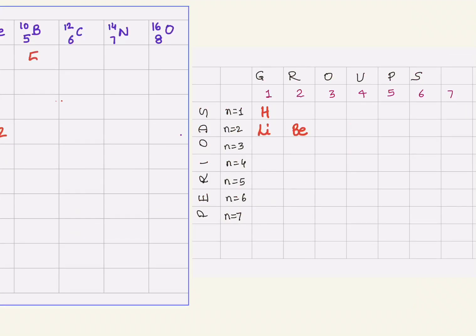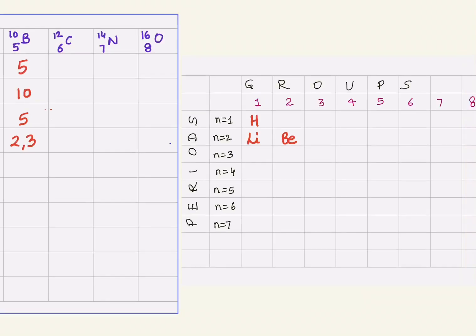Boron, atomic number 5, mass number 10, number of electrons 5, electronic configuration 2 and 3. So the period number would be, yes, the valence shell is the second one, so period number would also be 2.